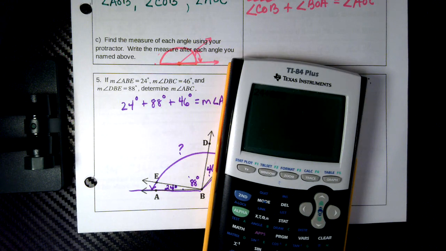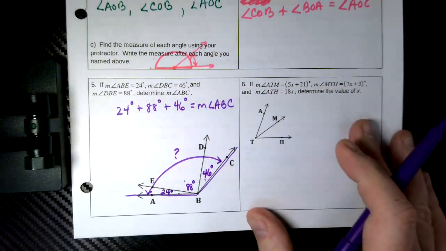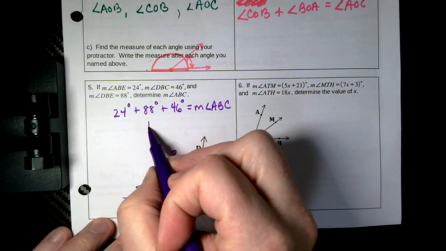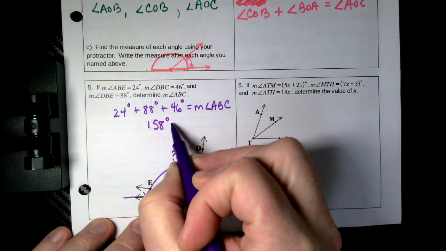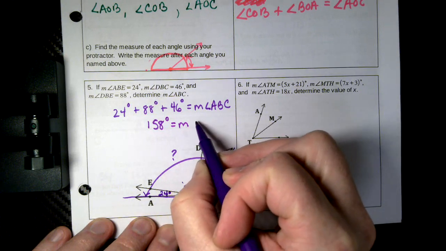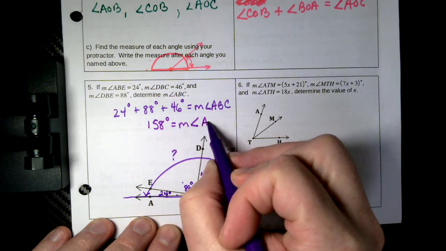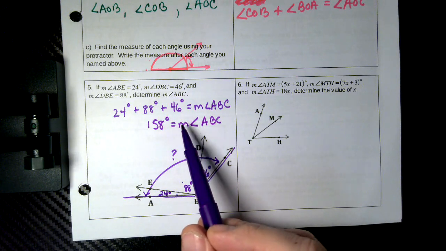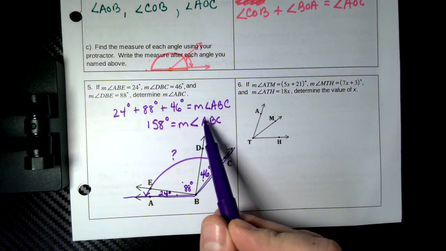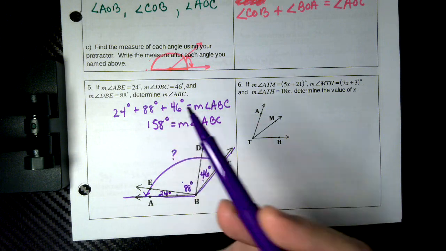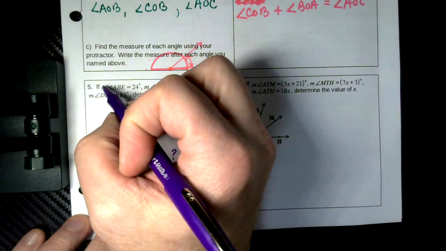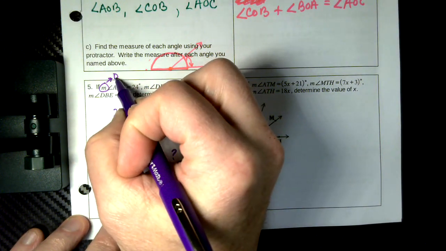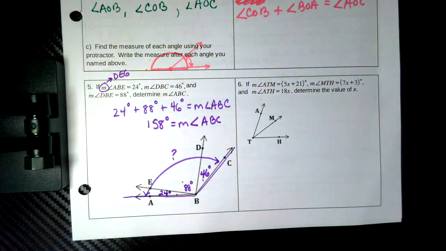4 plus 88 plus 46 gives me 158, a pretty wide angle. That's the measure of angle ABC. So anytime you see that little cursive italic m, it means measure of angle ABC, and that means you have to put your answer in degrees. Anytime you see this, they're talking about degrees. How many degrees is it?